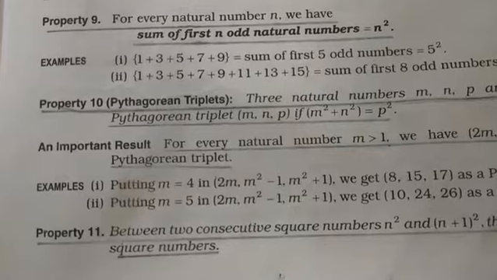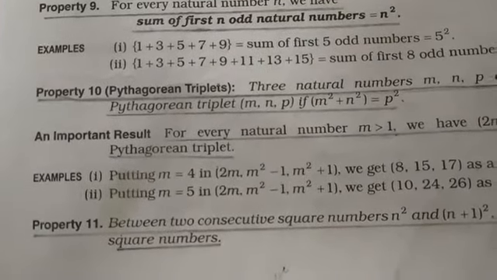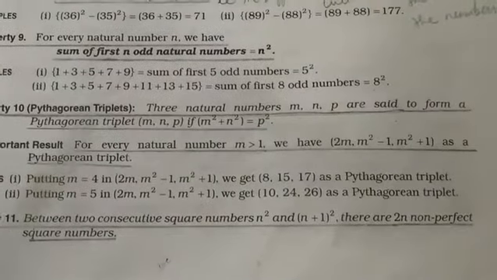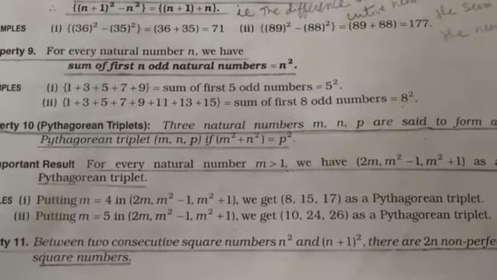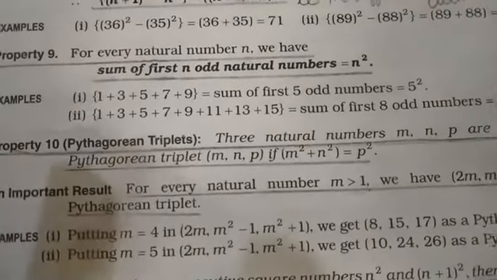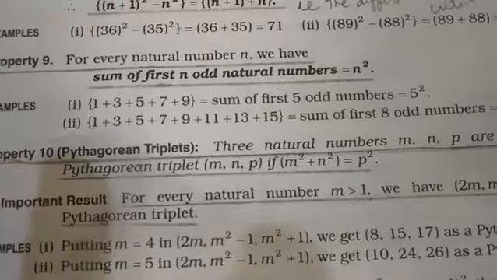So all the properties from property number 1 to property number 11 you have to write down in your classwork copy, and you have to learn all the properties. Now come to the exercise. Just see property number 10 once again, it was not clear.